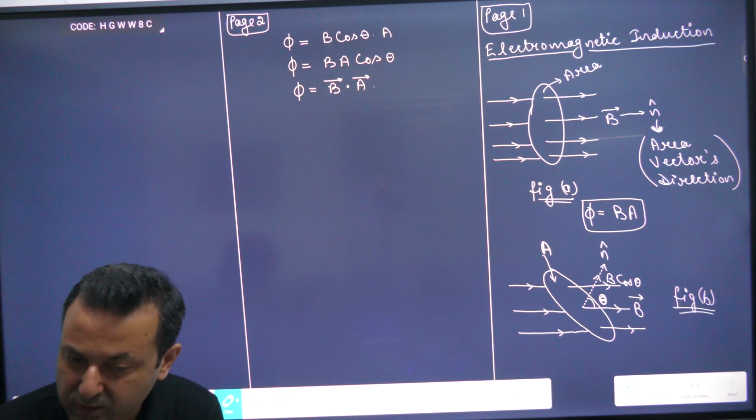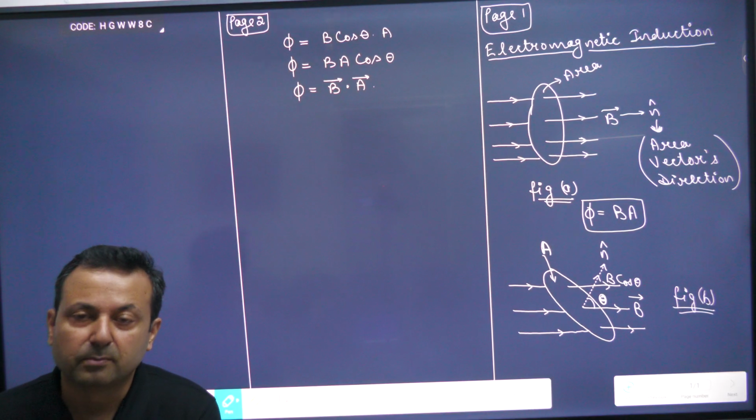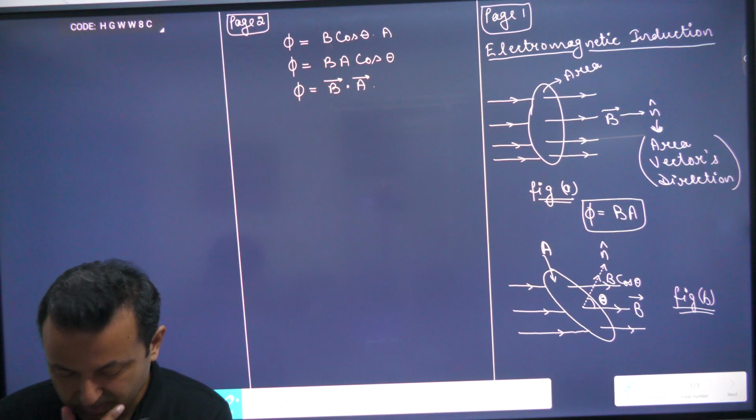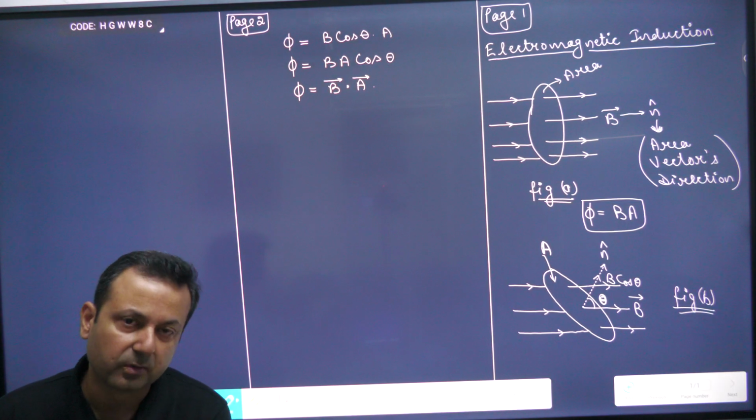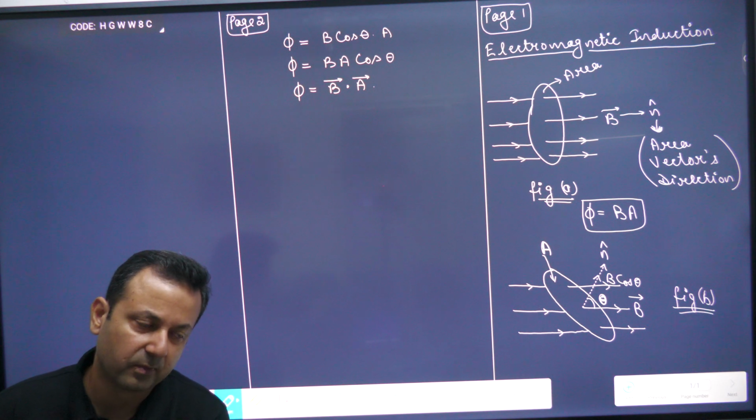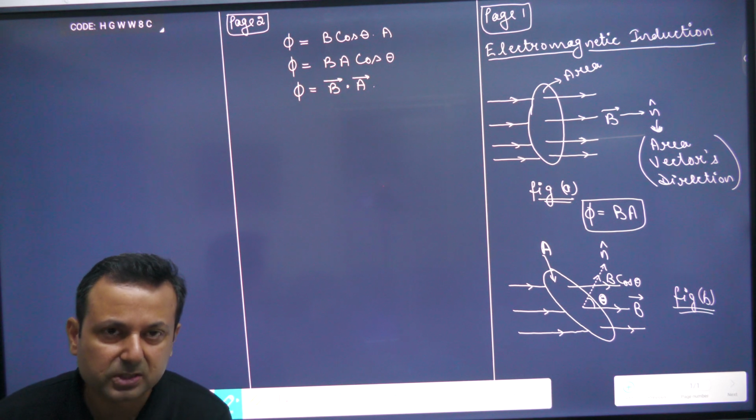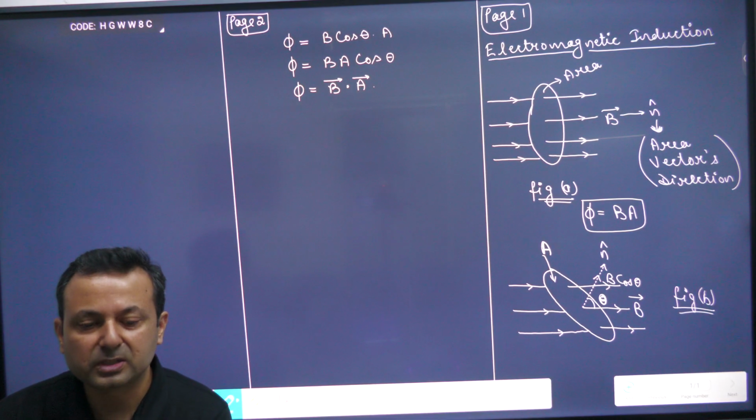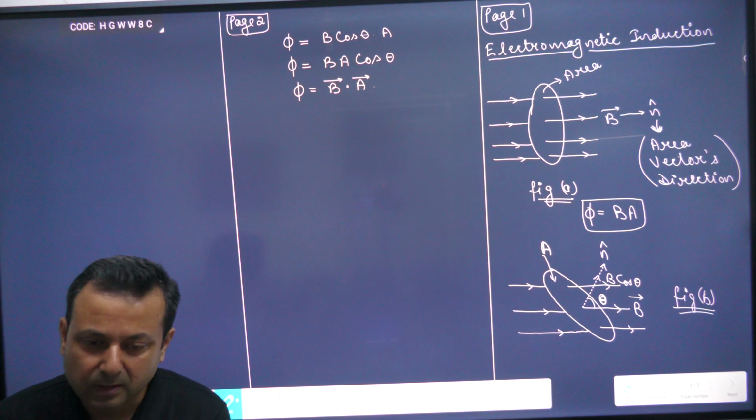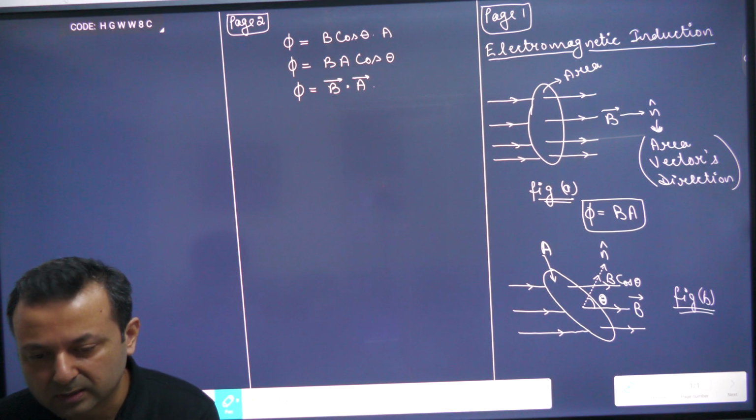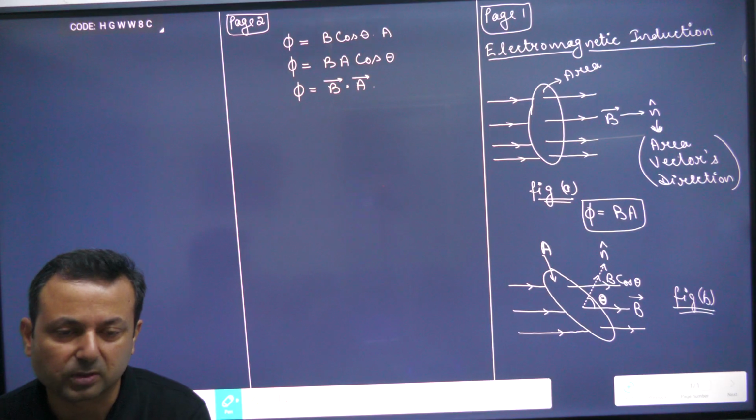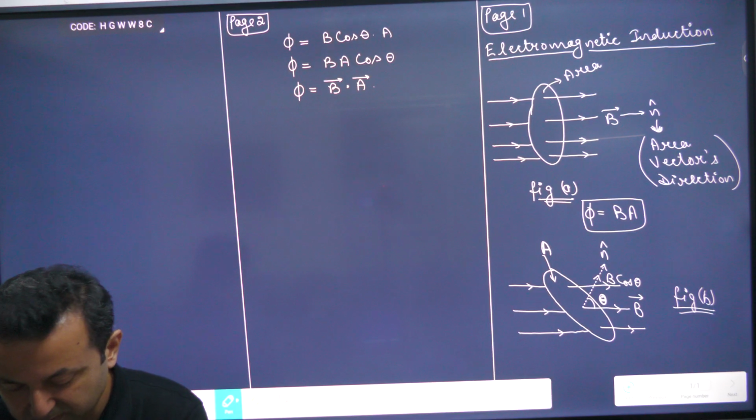Whenever magnetic flux changes in a circuit, it always produces an induced current. So as long as the magnetic flux keeps changing, current keeps getting produced in that circuit.